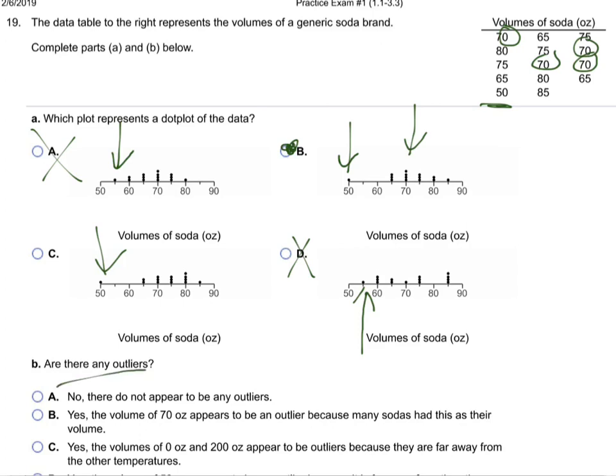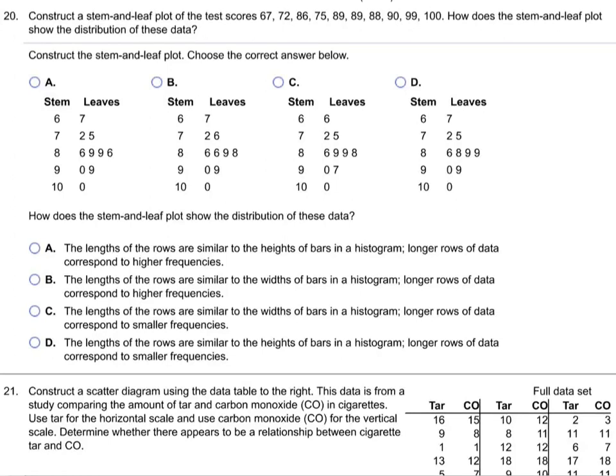Are there any outliers? Yeah, that 50 is, huh? So that'll be easy. I'm going to move on. All right, so number 20, stem and leaf. They're basically saying take those data values and put them on a stem and leaf. So this is like 67. This is like 72 and 75. Okay. Remember how those work?